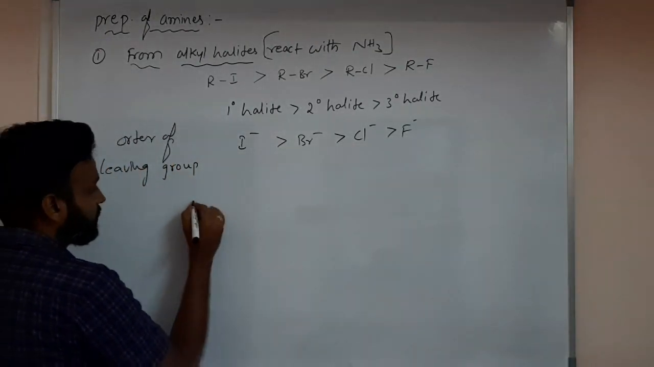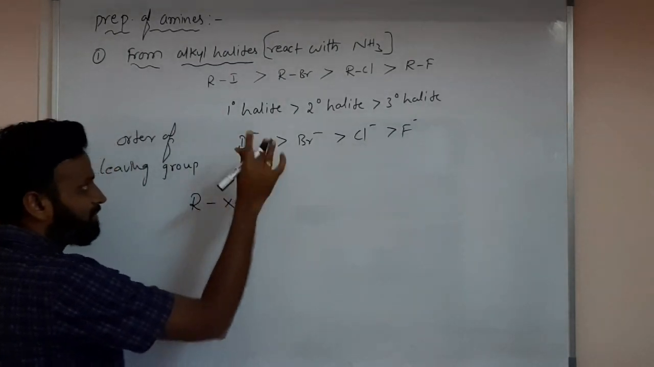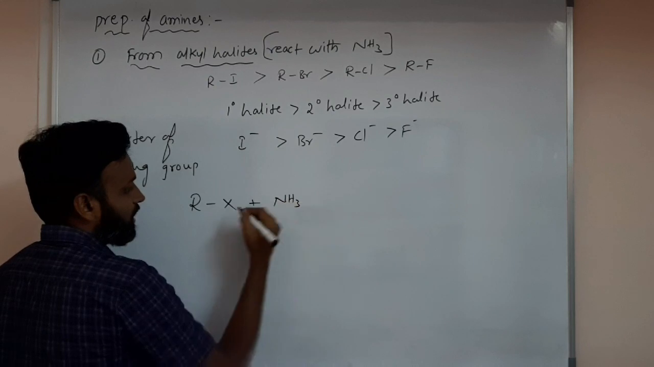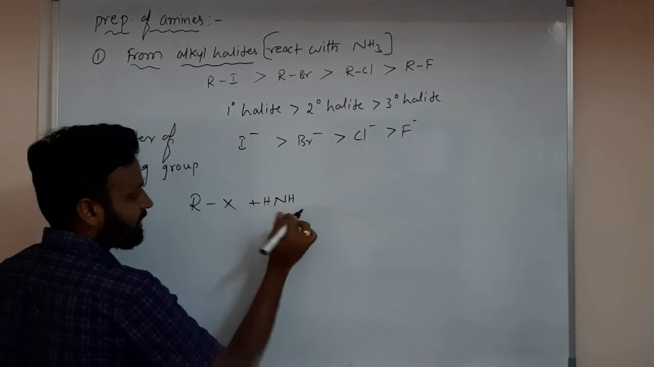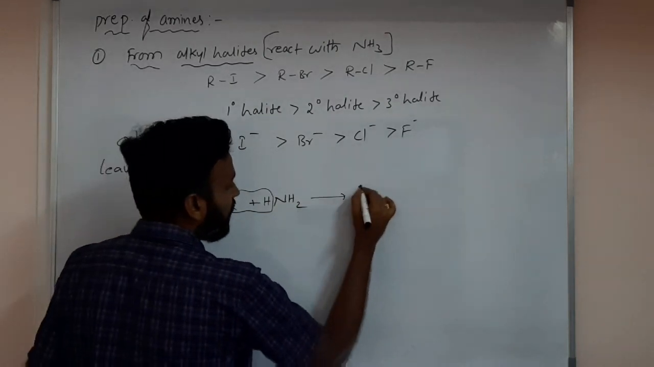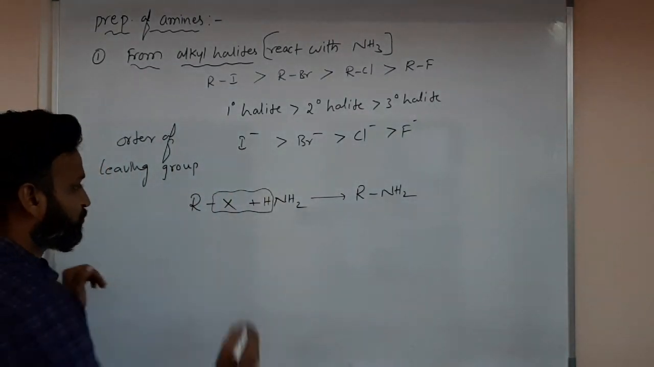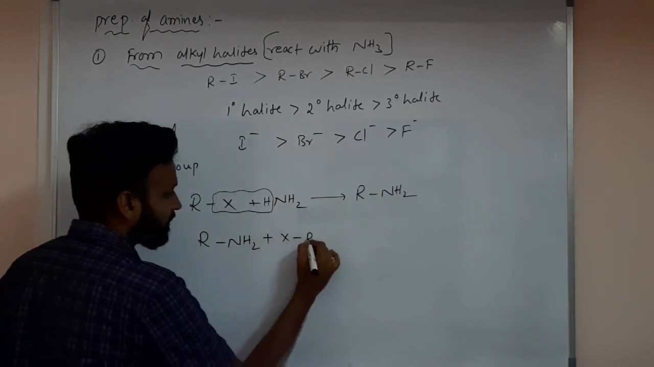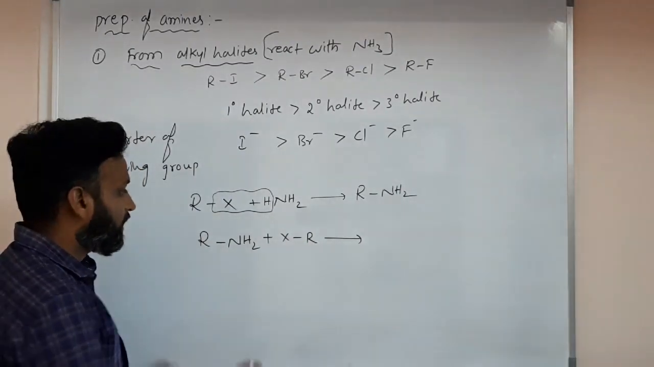Now the reaction, if you see R-I or R-X, simply X can be any of the halogens. When this reacts with ammonia, it is very simple. In our way, you can write ammonia as H-NH2. HX will go and forms RNH2 like this. This RNH2 formed can again react. RNH2 can react with another alkyl halide, a second alkyl halide. Then what do you have?